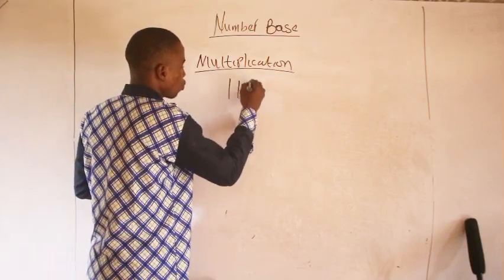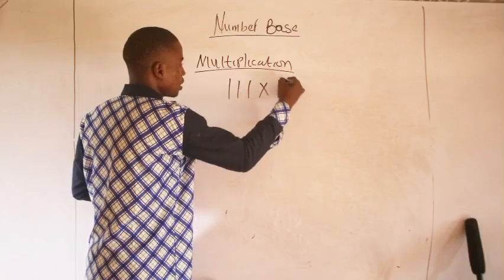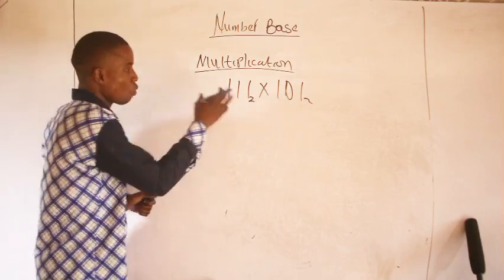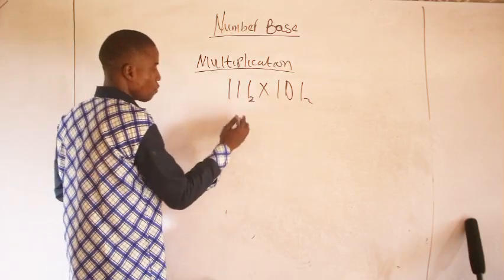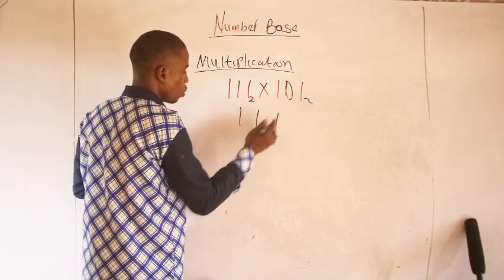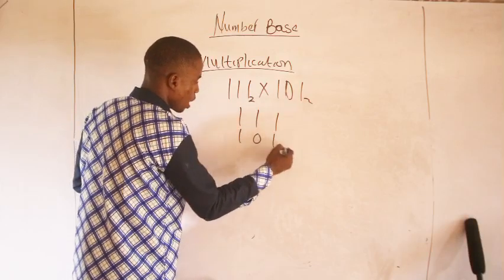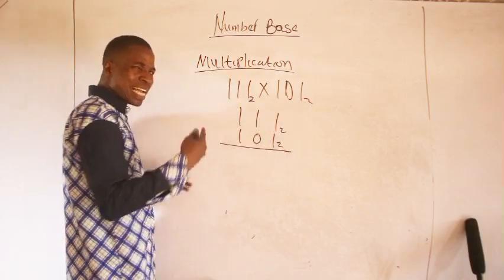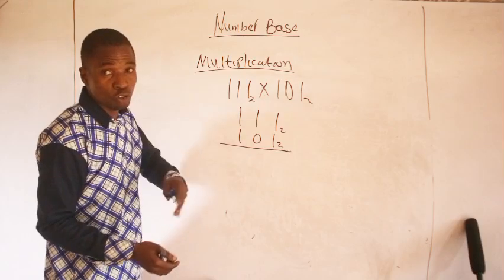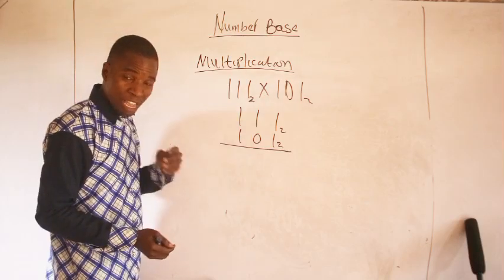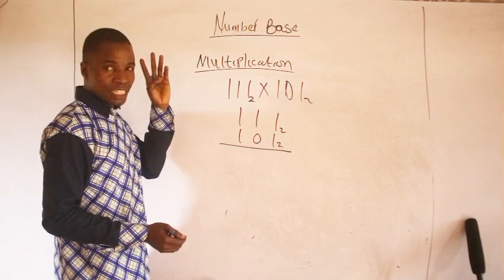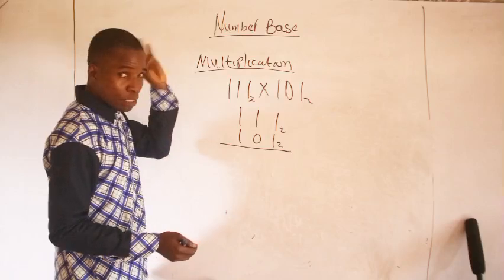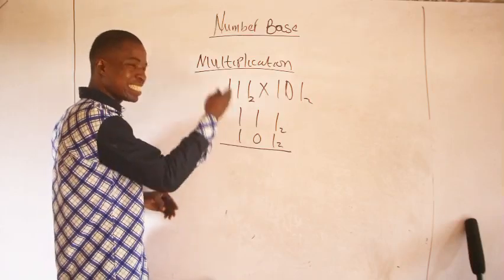111 times 1101. Like this one, I've told us that when you look at this one, it is base 2. Now, how can we do that? Just arrange it. This one first, 111 and 101, base 2, base 2. This one, look at it. You turn it the way you normally turn numbers. If you don't know how to do it, go back to my first multiplication video. Just go to the multiplication of numbers. You will see how you can multiply numbers together. It's still the same thing here.